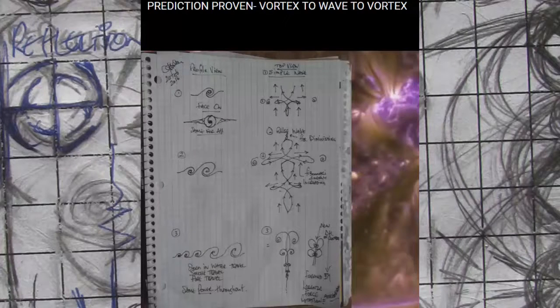Okay, now I've just thrown this picture in here. This was my prediction proven, vortex to vortex on the sun, and this is exactly how it travels. This is the vertical vortex to horizontal perpendicular wave and back to vertical vortex, shown in the very center there with a rolling wave and a standing wave.